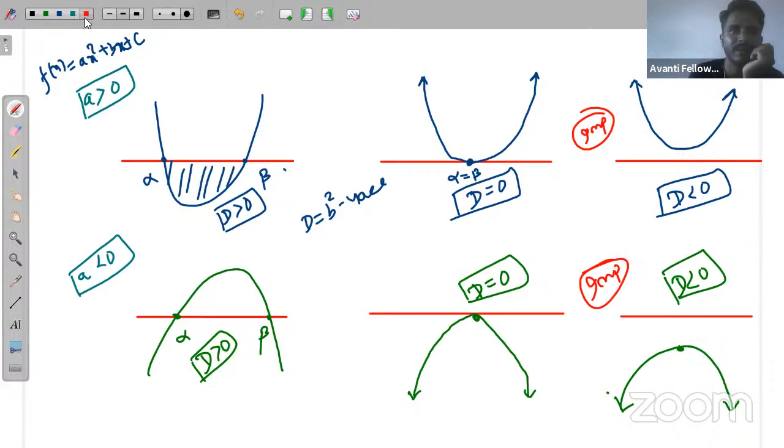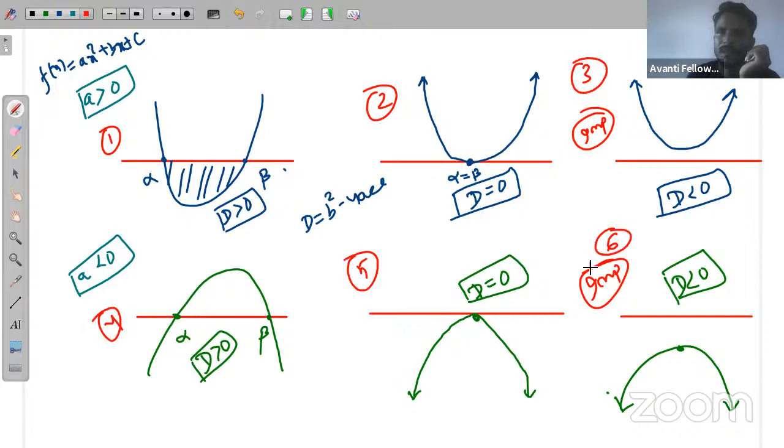Let's name them as 1, 2, 3, 4, 5, 6 different cases. In case 6, you can see that the graph is entirely below the x-axis, that is negative. So I can say that my function ax square plus bx plus c is strictly less than 0 for all x belongs to R. For every real x, it is negative. How is it possible? In that case, the condition should be what? A must be negative and D must be negative.